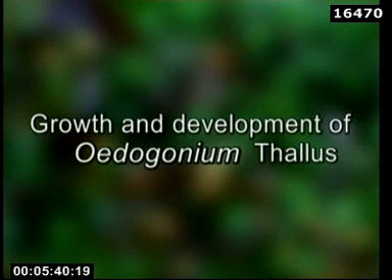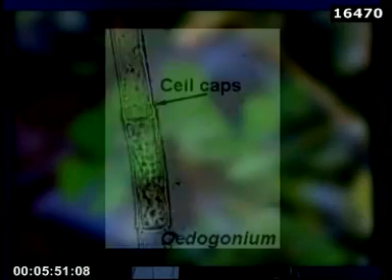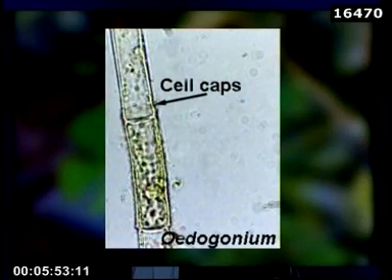Now we will discuss the growth and development of the Oedogonium thallus. The growth usually occurs simply by cell division. Not all the cells in the filament undergo cell division. It is only those cells which possess caps, called cap cells, which undergo cell division.